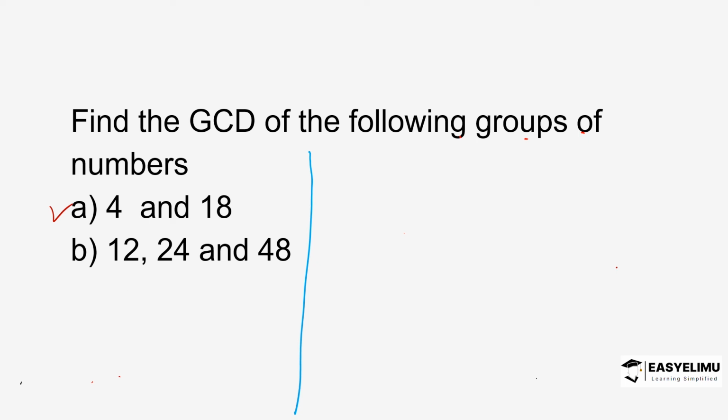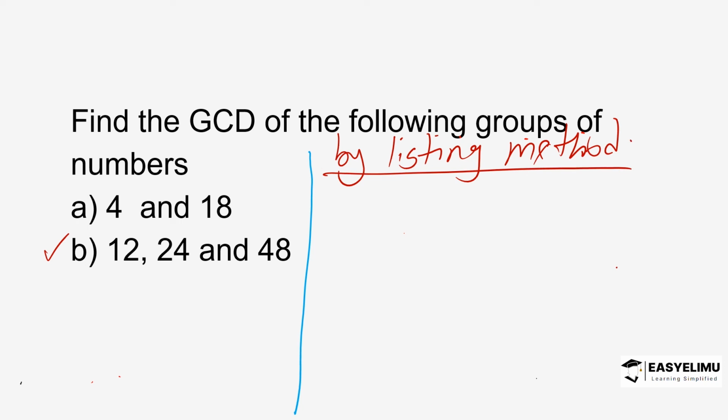So let me move to B here. We'll still use listing method by listing method. So we'll use this method first. So by listing method, so we'll have all the numbers. We have 12 there, we have 24, and we have 48.